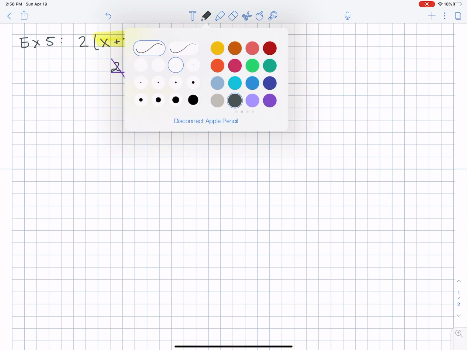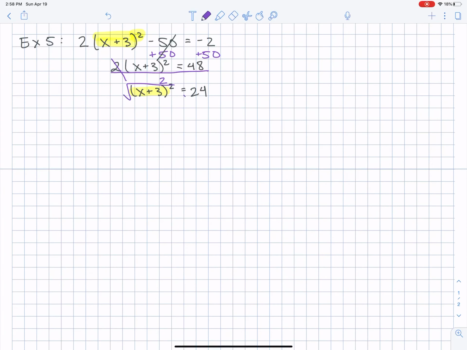Now you can go ahead and take the square root of both sides. And this is one of those key important parts. Be careful here. The square root of 24 can be broken down into 4 times 6, meaning that this simplifies to 2 root 6. So when I'm writing my answer, I'm going to have x + 3 is equal to 2 root 6, but don't forget when you take the square root, you've got to take the positive and the negative version of it.